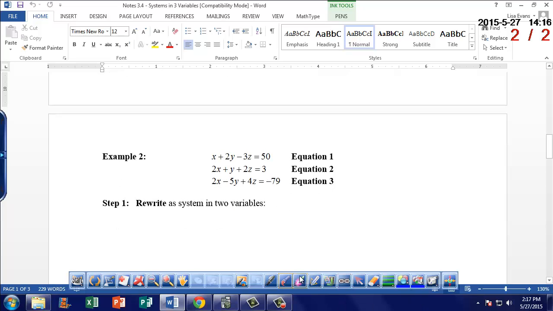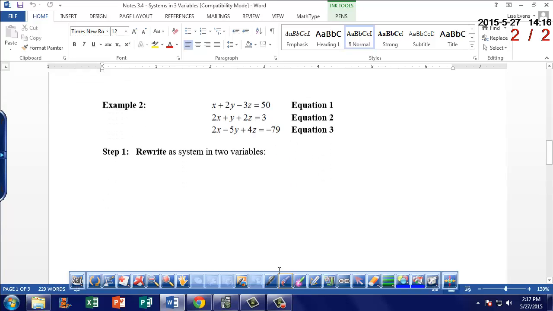Okay, I'm going to go ahead and eliminate y's. I'm going to look at equation 1 and 2 first. So if I look at equation 1 and 2 and I want to eliminate y's, I'm going to multiply the second equation by negative 2. So when I do that, I'm going to just rewrite it here.